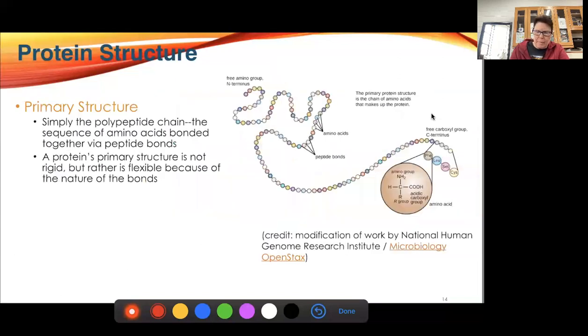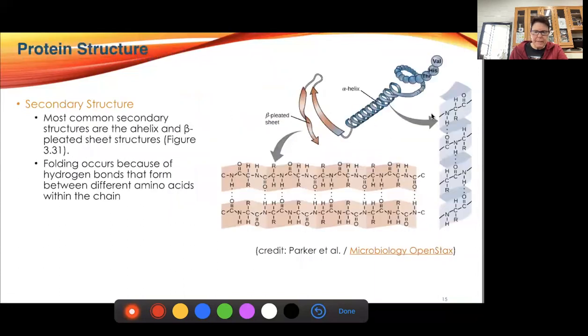So here's a picture of that primary structure. You can see all the colors and the different beads put together. Our peptide bonds are put together. Here's a close-up of our beta pleated sheet and our alpha helix. And again, that's very dependent on those side chains because they're going to form those hydrogen bonds. How they form those hydrogen bonds is going to give us our secondary structure. And some areas don't have a secondary structure at all. They just don't have that uniformity, I guess you could say, in their hydrogen bonds.